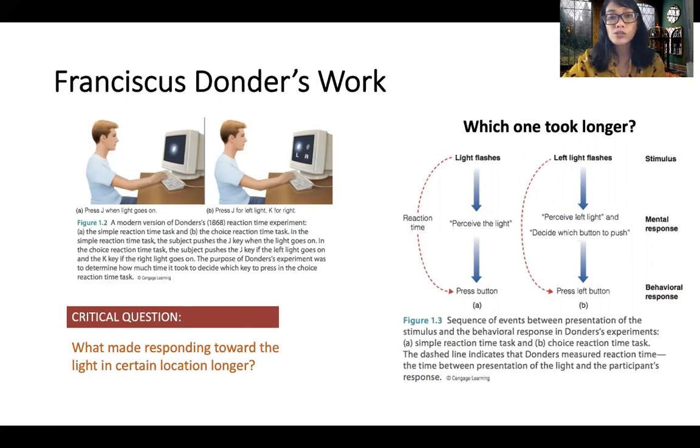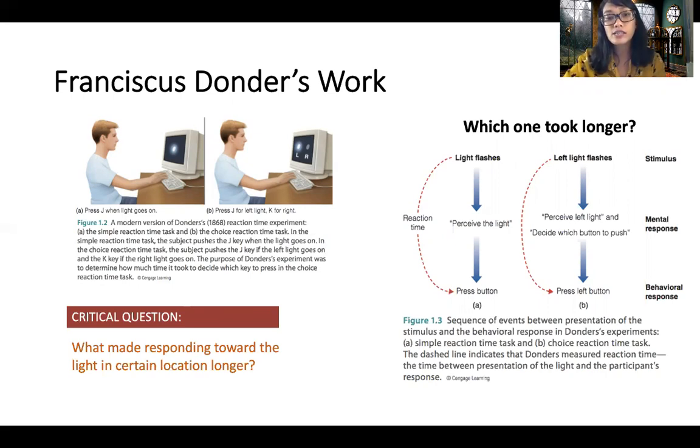Donders was interested in determining how long it took for a person to make a decision. The choice reaction time task added a decision by requiring participants to first decide whether the left or the right light was illuminated, and then decide which button to push. The diagram here on your right side is the diagram for this task. It adds mental responses to perceiving the light and deciding which button to push.